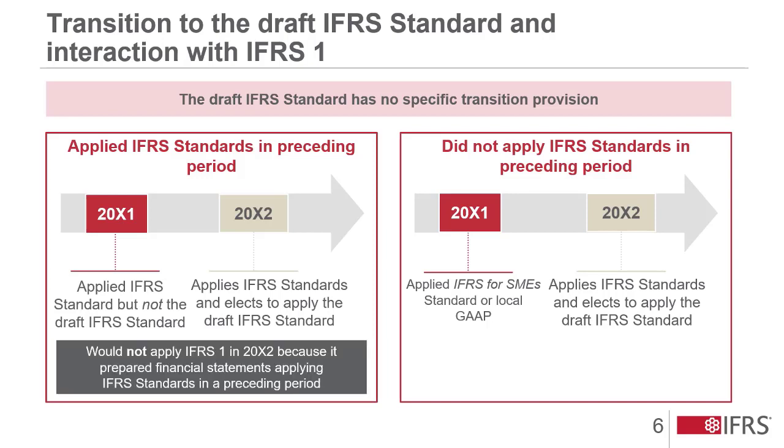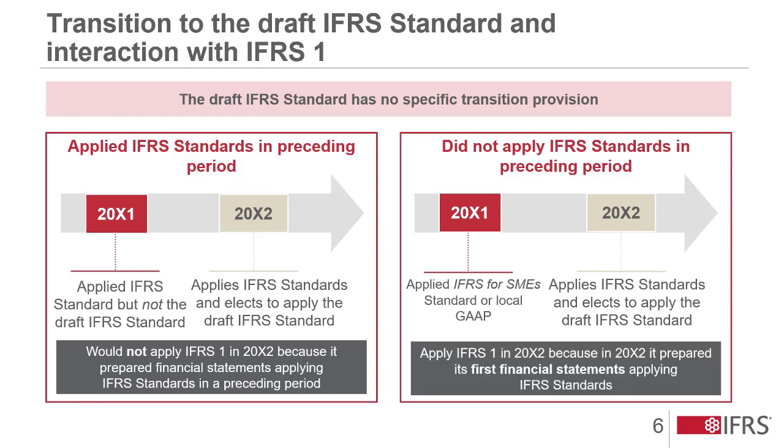However, the subsidiary might need to restate some comparative information to be consistent with information reported in the current period. The subsidiary would also be required to disclose that it has applied the draft standard. In contrast, if a subsidiary previously applied a reporting framework other than IFRS standards, as illustrated in the right diagram, then that subsidiary would have to apply IFRS 1, as these are its first IFRS financial statements. IFRS 1 sets out requirements that a subsidiary has to apply in its transition to IFRS standards.